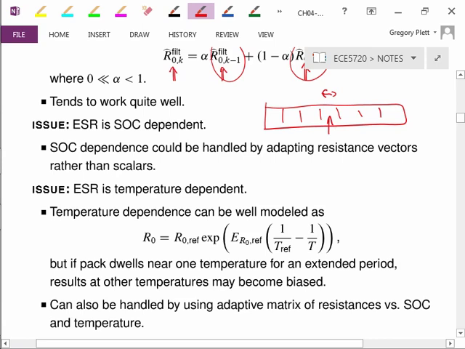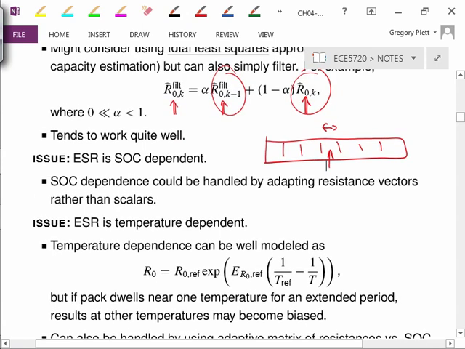Another is we actually find that this resistance estimate here, if alpha is not chosen to be too close to 1, is pretty adaptive, and it can keep up with a change in SOC. So you would actually find that the resistance would vary as time varies because SOC is also varying. So we don't necessarily need to do this unless we need some kind of a more permanent record of resistance versus SOC.